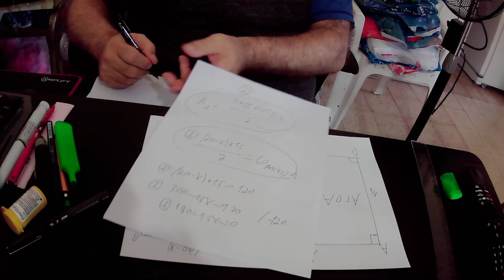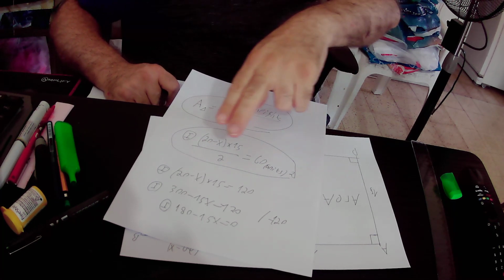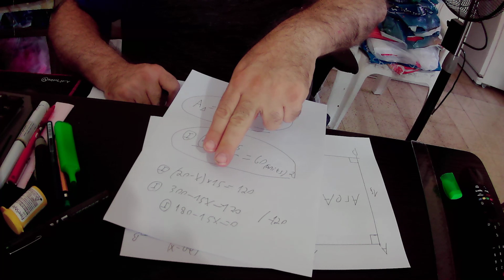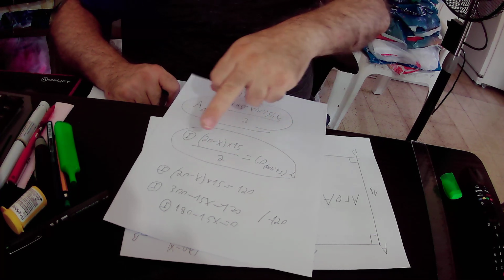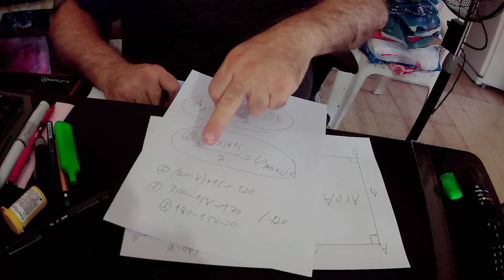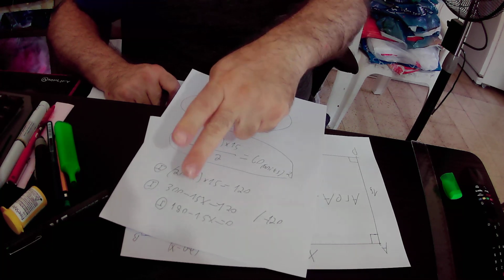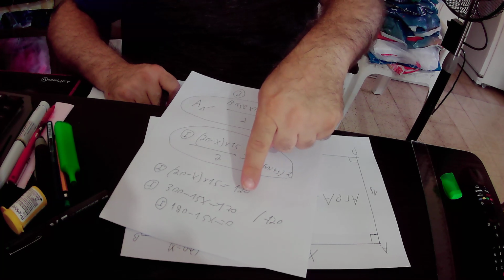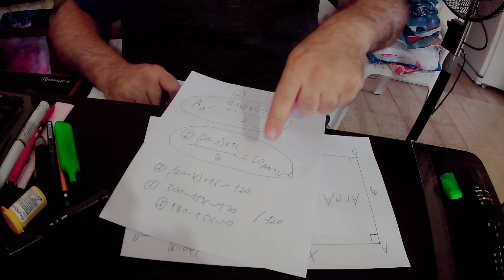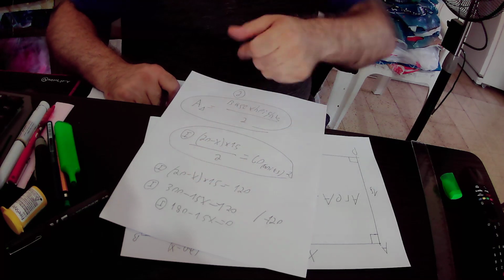We subtracted 120 from equation number 1. 300 minus 120 is 180. So on this side of the equation we have 180 minus 15x, and 120 minus 120 equals x. Now we will add 15x to equation number 1.